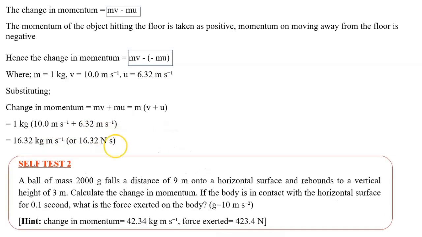However, you have a self-test. Question 2: a ball of mass 200 grams falls a distance of 9 meters onto a horizontal surface and rebounds to a vertical height of 3 meters. Calculate the change in momentum if the object is in contact with the horizontal surface for 0.1 seconds. What is the force exerted on the body? Take g, the acceleration due to gravity, to be equal to 10 meters per second squared.